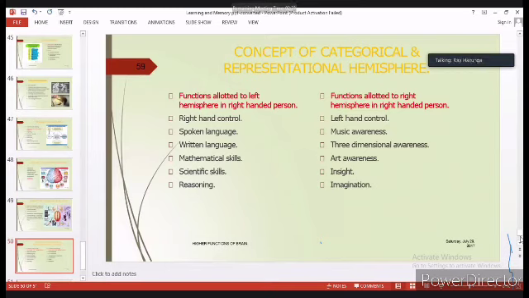And remember, for the people that actually use the left hand, for most of them, the speech centers are still on the left side for the majority of these people. So it doesn't mean that when you are left-handed, then the speech center is going to be on the right side. No, for the majority of them, the speech centers are still going to be on the left side. I think that should be that.